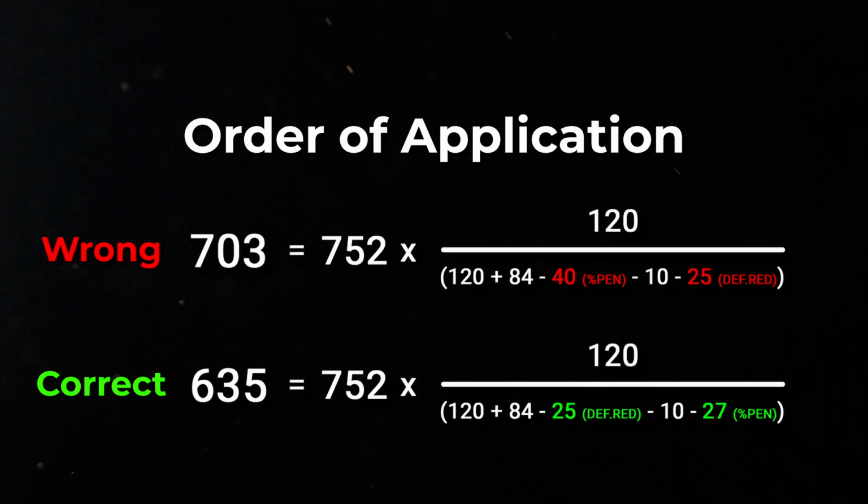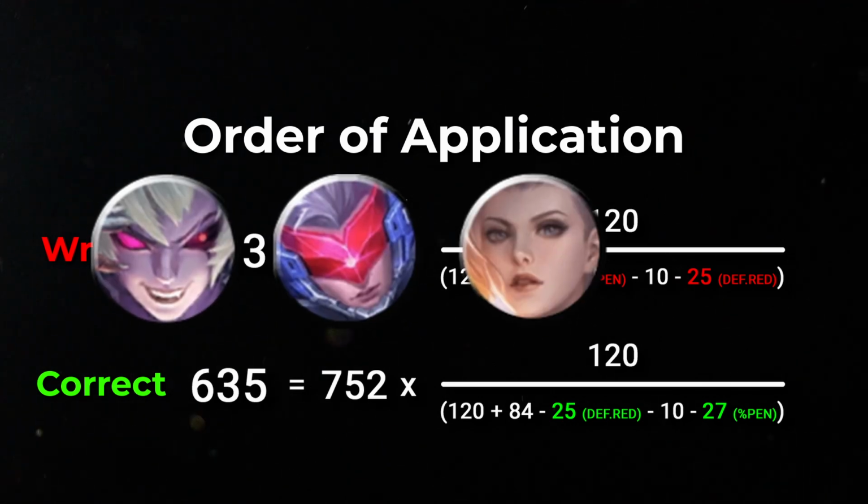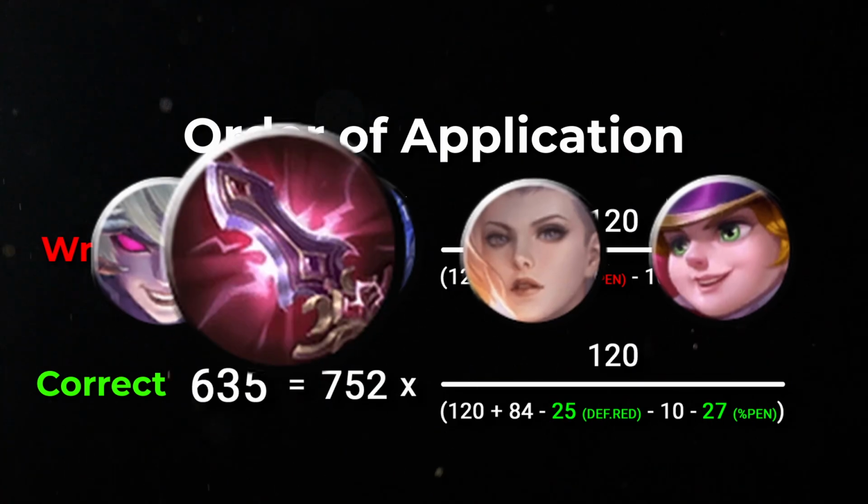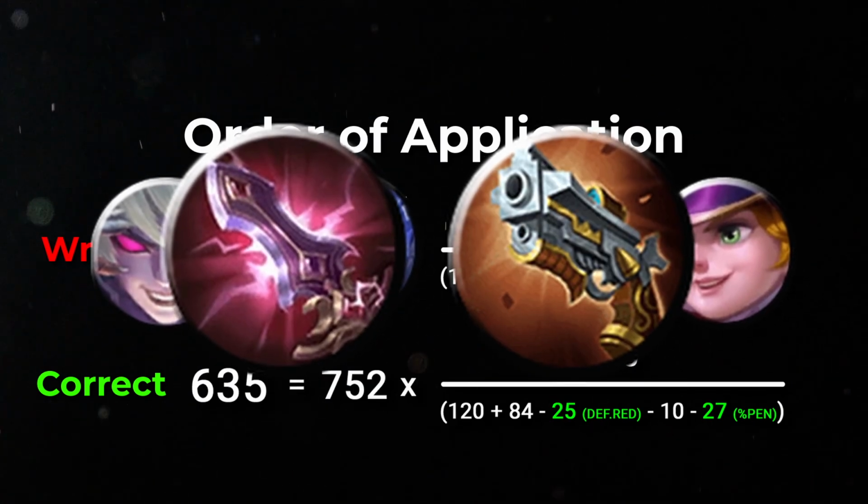This is important to know for heroes that have defense reduction effects, such as Dairoth, Saber, Sylvana, and Harley. These heroes will have anti-synergy with percentage penetration, which makes Divine Glaive or Malefic Roar less effective with them.